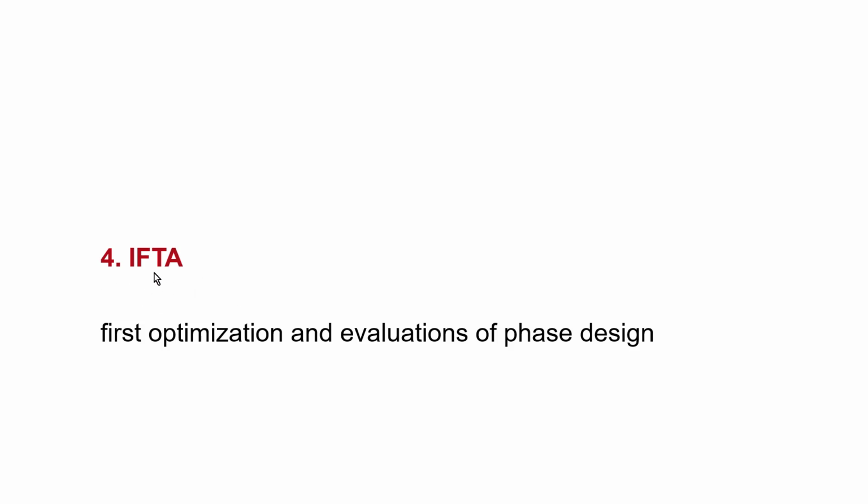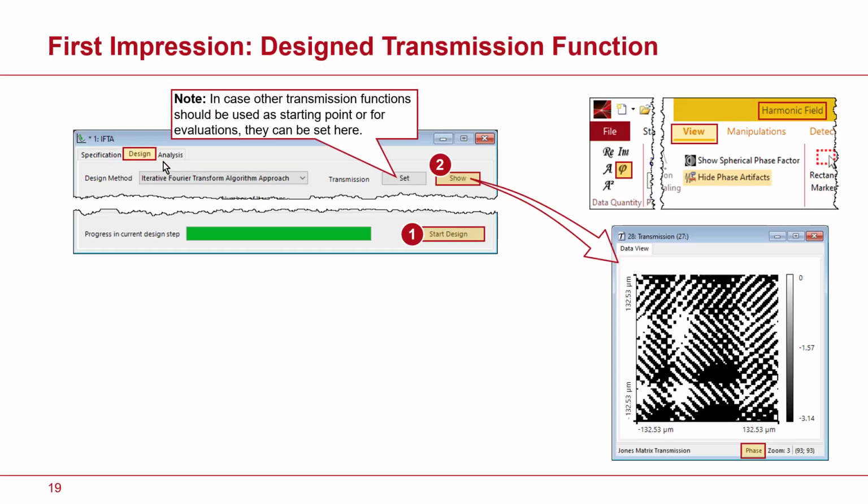Let's have a look at the IFTA. So here at the design page, you click first on start design, then depending on the numerical effort, how many sampling points your design needs, it takes a few seconds to some minutes, and then afterwards the resulting designed transmission function can be shown by clicking to show. And here it looks like this in the phase view.